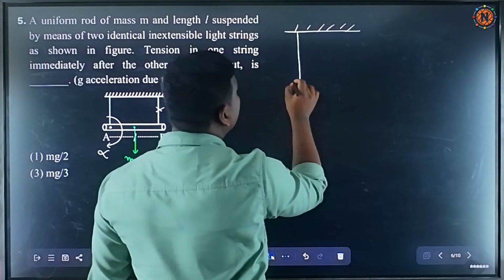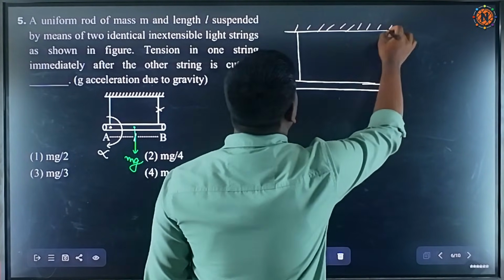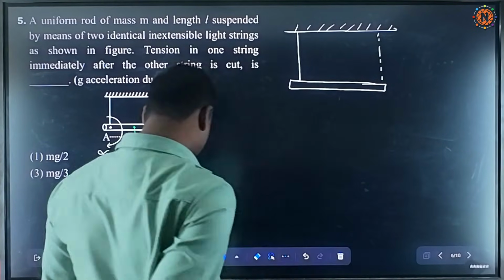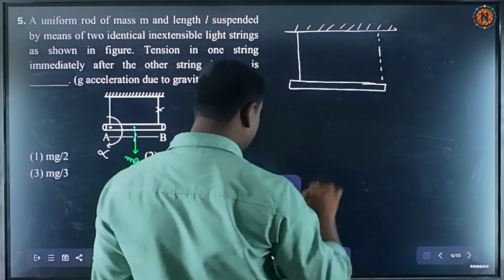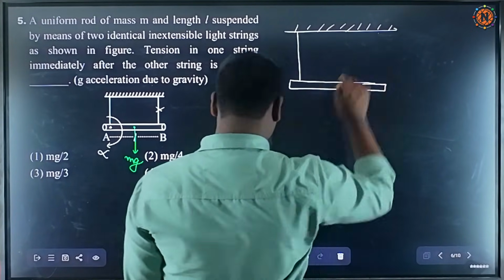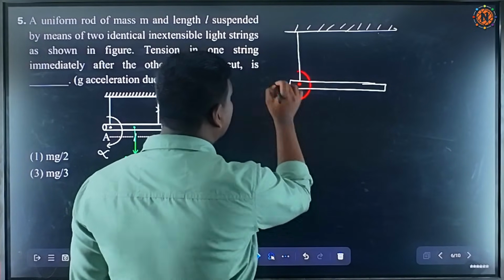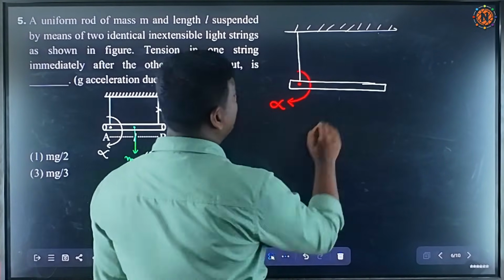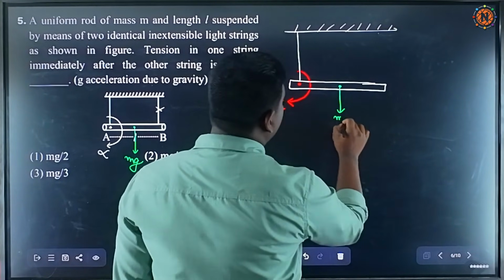So this is the rod, and there was a string, and this string has been cut. That's why this rod will rotate about this point, and that's why it will have an angular acceleration alpha. And this is the center of mass at the center, so there will be a weight.